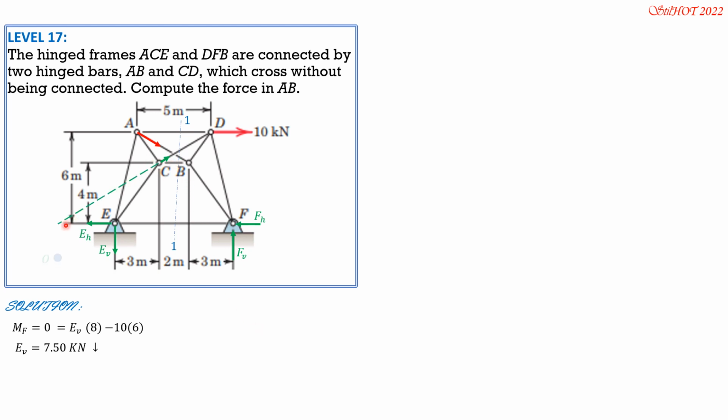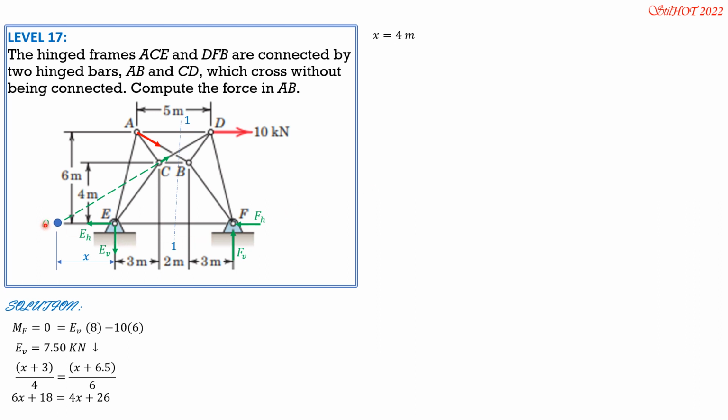So let's extend the line of action. Let's call that point O. And let's call the distance of O horizontally from E as X. Then by similar triangles, X plus 3 as to 4 equals X plus 5 plus 1.5 is 6.5, X plus 6.5 as to 6. So cross multiply: 6X plus 18 equals 4X plus 26. So 26 minus 18 is 8, divided by 2 is 4. So X is 4.